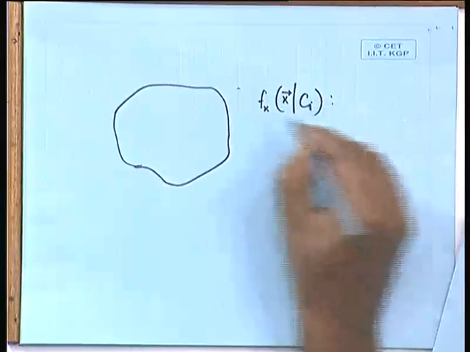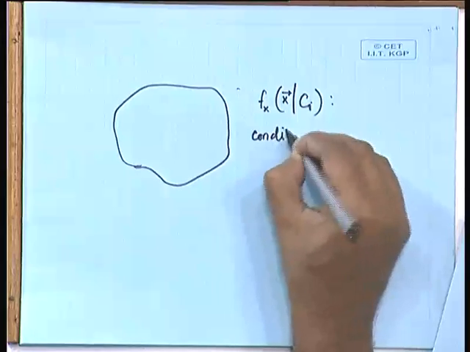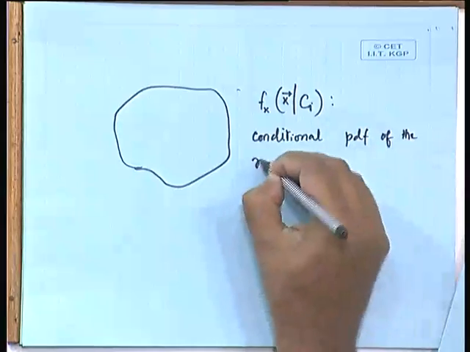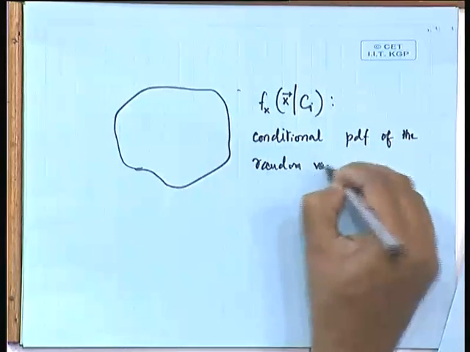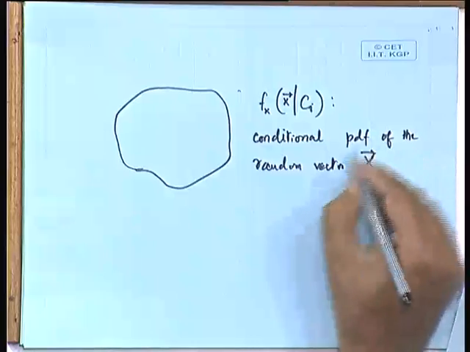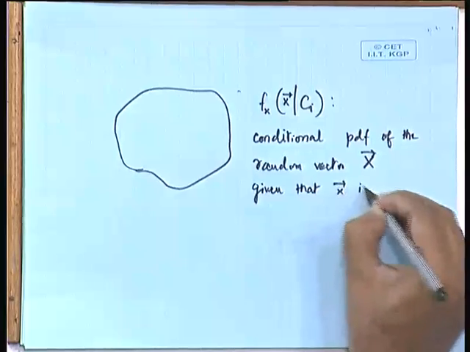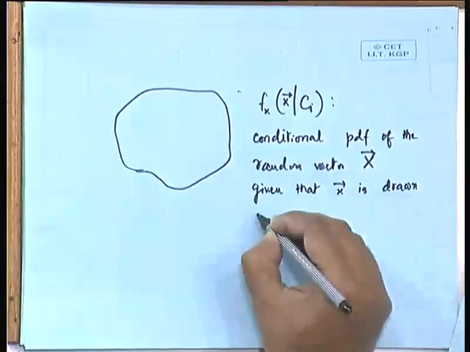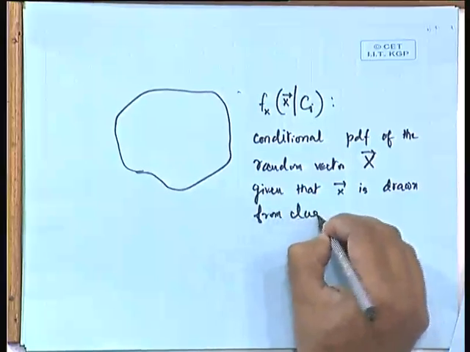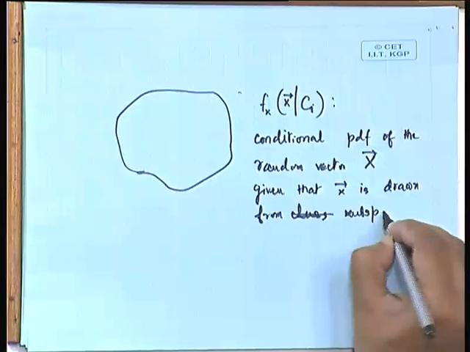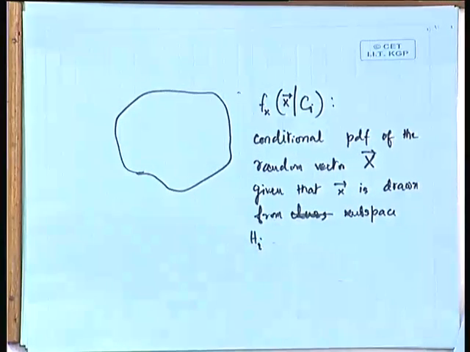This means that this is a conditional probability density function. So, this is a conditional PDF of the random vector capital X, given that the instance small x is drawn from class Ci, or better, from subspace Hi. Okay, so this is the conditional PDF.